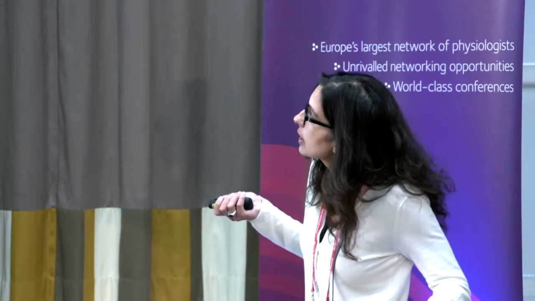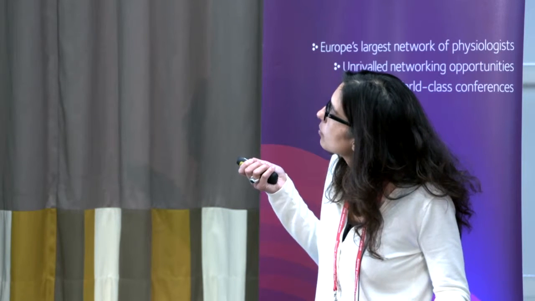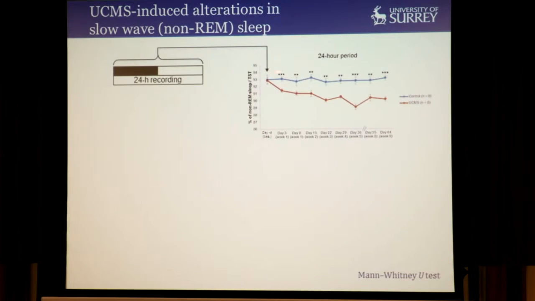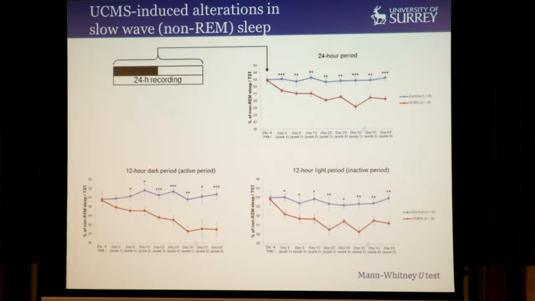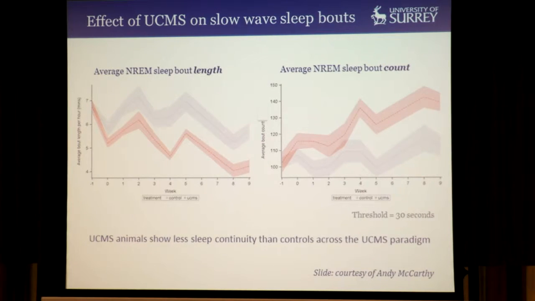So focusing now on the alterations, we were able to show that although at baseline the two groups were exactly the same, you see a steady decrease in slow wave sleep in the UCMS group, both during the dark active period but also in the light period. This is mimicking the insomnia observed in depressive patients. You can see that the non-REM sleep episode length is also decreased in the depressive group, and the number of episodes is increasing, which reflects a fragmentation of sleep in this model.